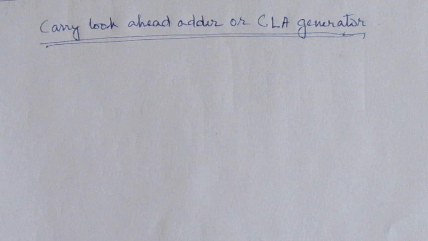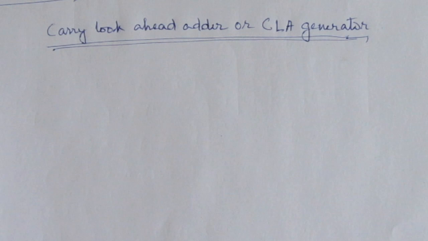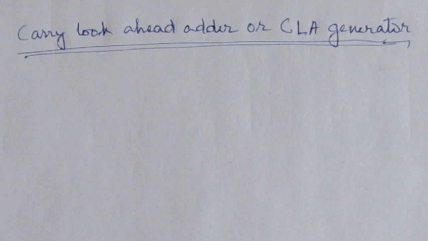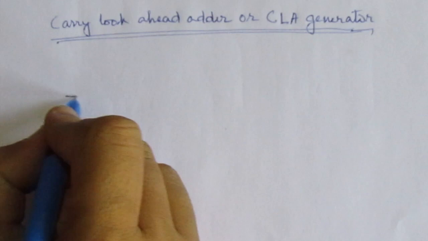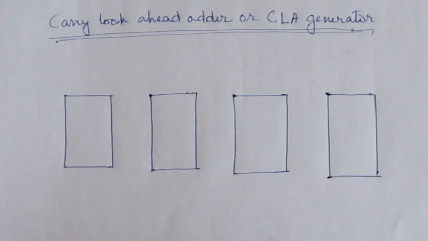So first of all, we will see why a carry-lookahead adder is needed. Let us consider a 4-bit full adder circuit, and from there we will see what the problem is. Let us draw the block diagram of a 4-bit adder. Suppose these are the full adders.